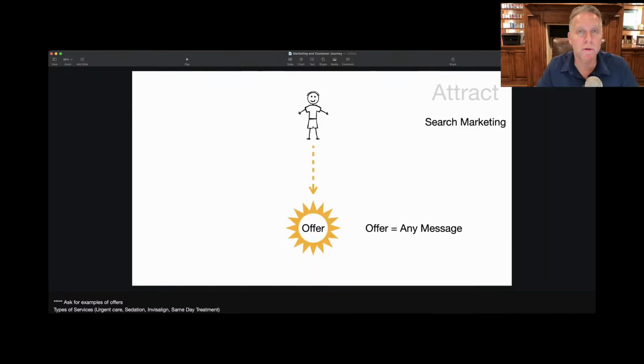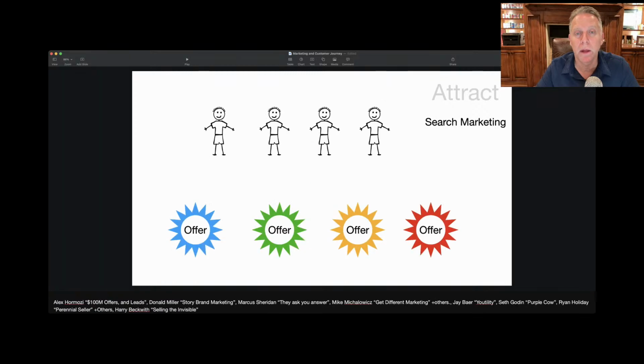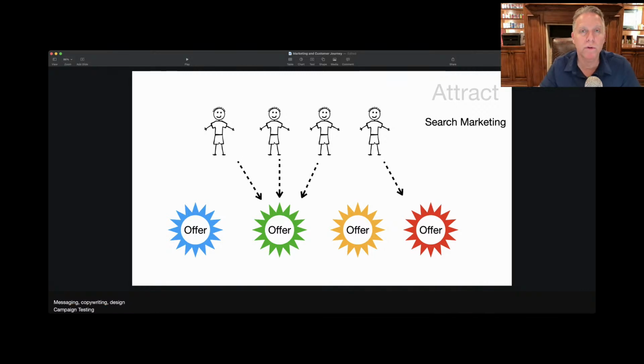So we have a thing called search marketing. Someone goes out to Google and they are going to try to find themselves a dentist. So how about let's call it an offer, just for shorthand. You can just think of this as any kind of message. But you may have several different offers out there for the masses, and you're going to see which one of these is going to work.